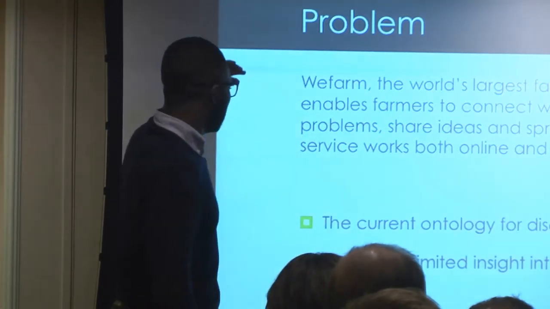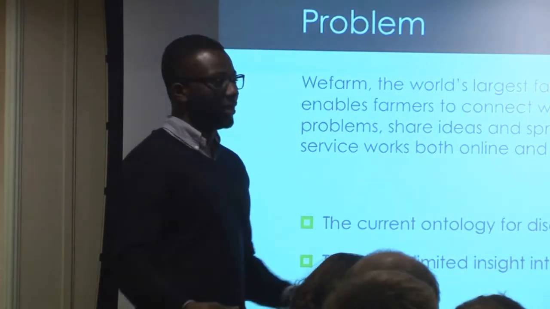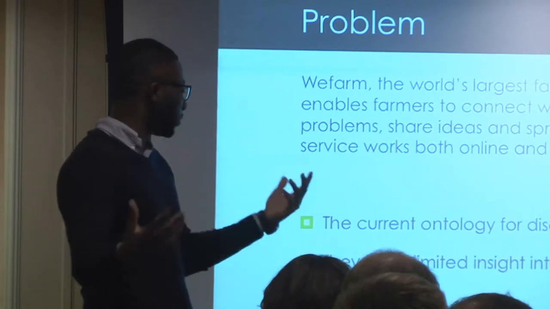And so the problems that they were trying to solve. The current ontology for discovering topics is very basic. The way they labeled the topics for the questions is, if it has chicken in it, it's chicken. If it has, I don't know, fruit in it, it's fruit. So it's a very basic ontology, and there weren't high-level topics that you could really extract. They have limited insights into the connections between the topics. So they didn't understand how chicken related to selling or the weather or whatever. They wanted to understand more of that.